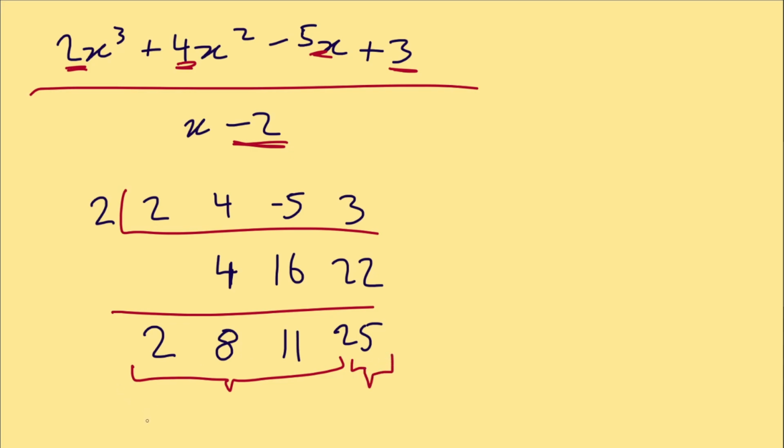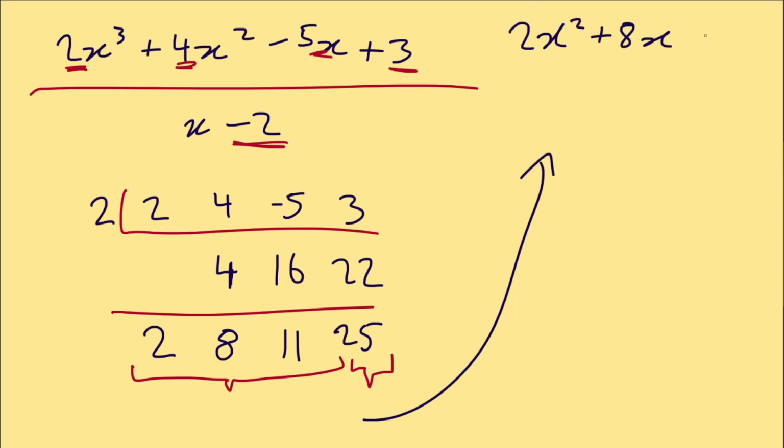So this reads as 2. Let's write it up here. This reads as 2x^2 plus 8x plus 11 plus the remainder. Now, how do you write a remainder? In long division, let's say you got your long division thingy, for example. If the remainder is, let's say, 1, you will write it as remainder over this outside number. So 1 over 2. Same thing here.